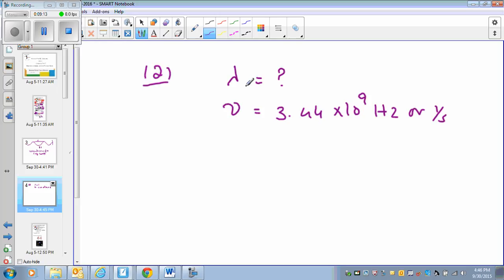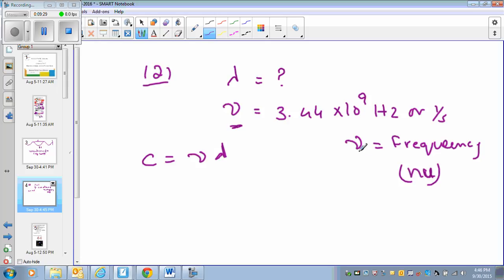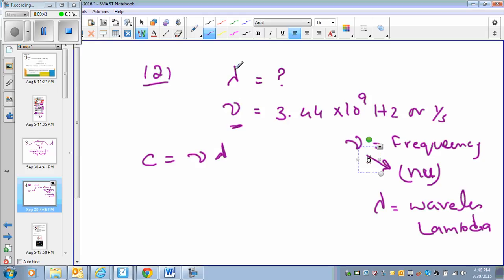So if I have to calculate the wavelength and I'm given the frequency, I gave you the equation already, c equals nu lambda, where nu is the frequency, and this is the wavelength, and it is lambda. I will be using the words lambda and nu. I want you to understand what that means. So since I need to calculate the lambda, and I'm given the nu.